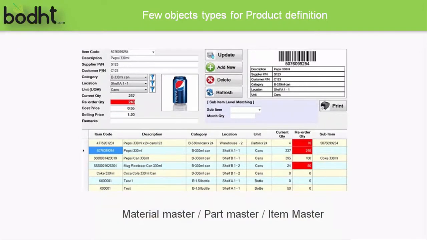Now let's look at the object types that are meant for defining the product, or the product definition. The first one: in the market there are many different applications meant for managing the enterprise. SAP has an object type called material master. In other solutions or software it would be called part master or item master, or they would just say part or item, but it's all the same.